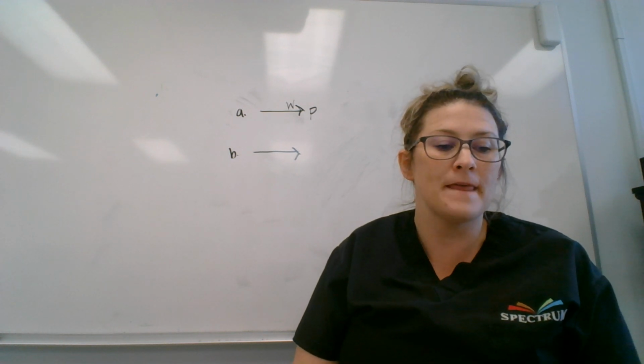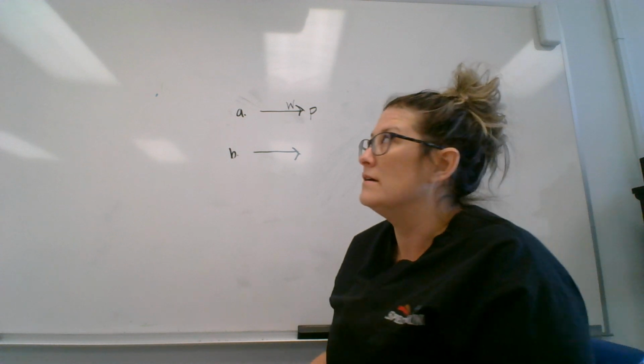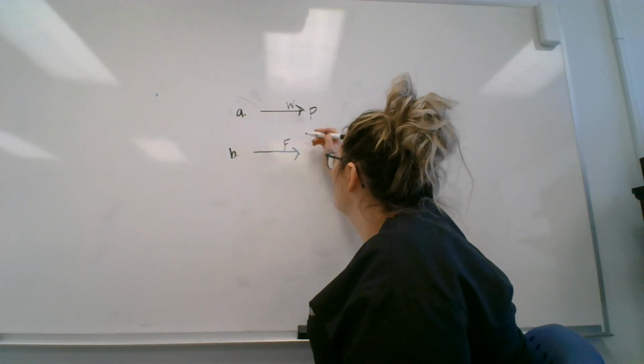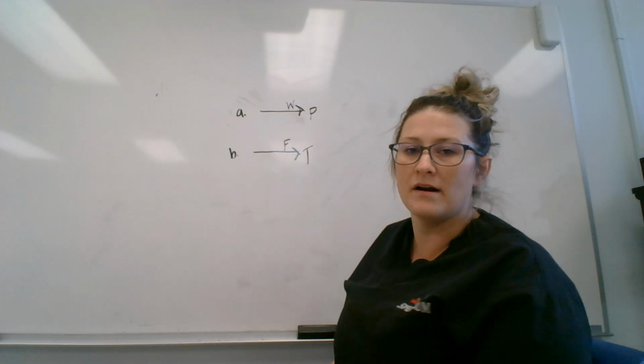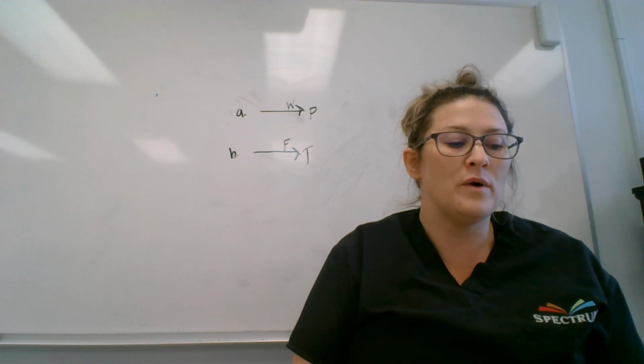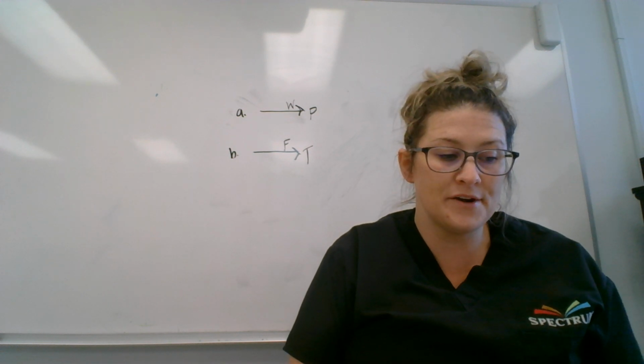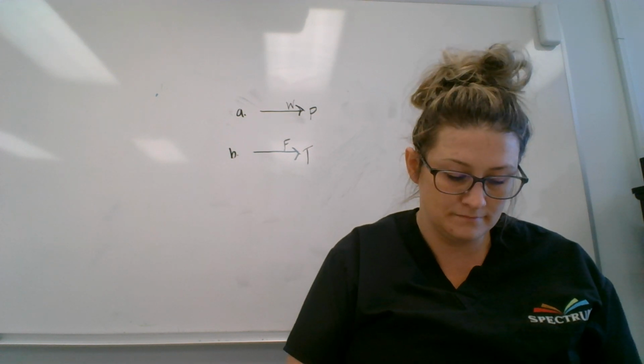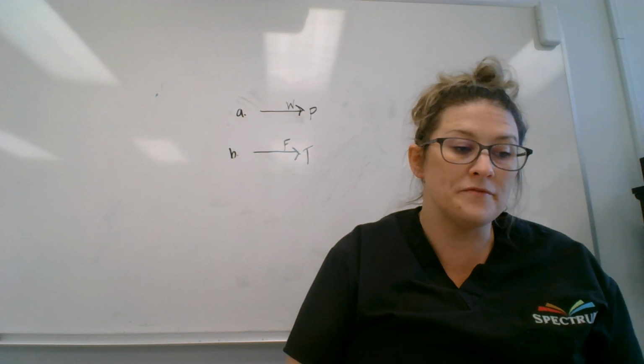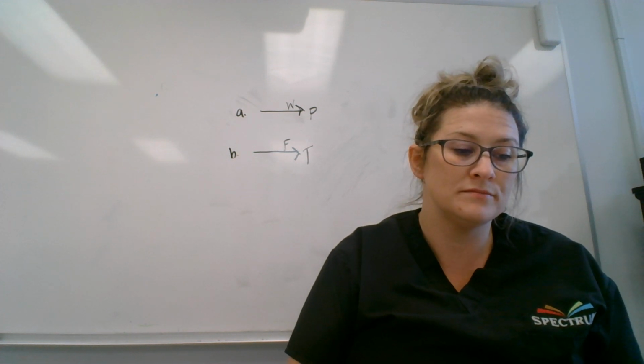Problem B, F is smaller than T. So if I know F is smaller, I'm going to put it up here, and then T is my big number. I want you guys to go ahead and try C and D on your own. When you are finished, find part 2.